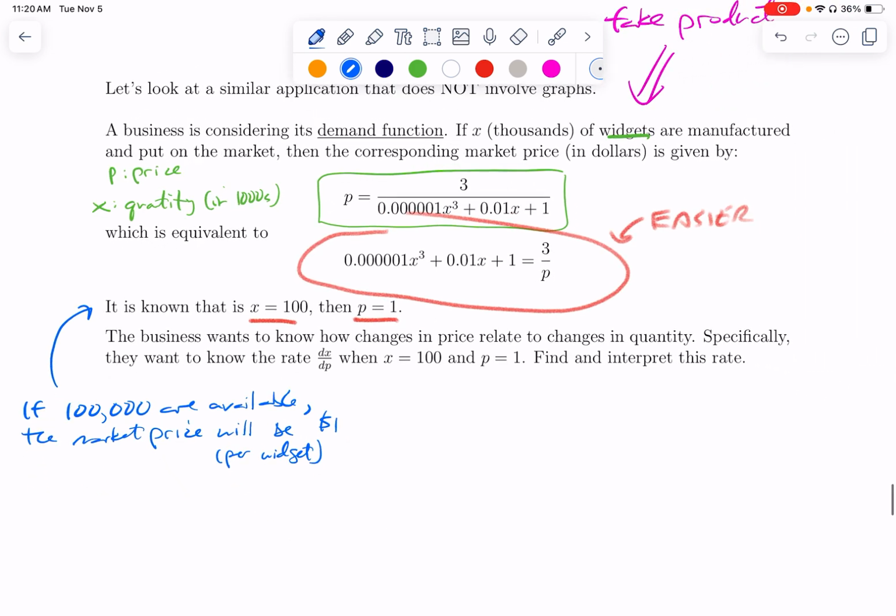But the business maybe wants to know how changes in price relate to changes in quantity, right? Maybe we're selling this at a certain price and we're curious, if I sell it at a different price, will I sell more of them? Will I sell fewer of them? How, and by how much? So specifically, they want to figure out this derivative, dx/dp, when x equals 100 and p equals 1. And we want to find and interpret this rate.